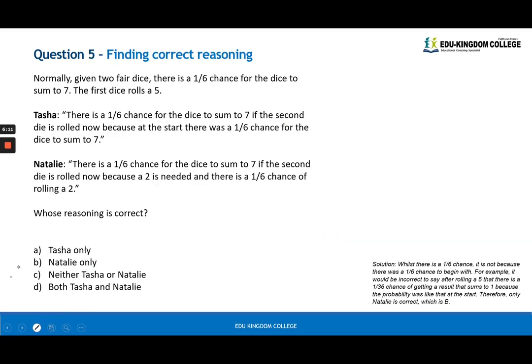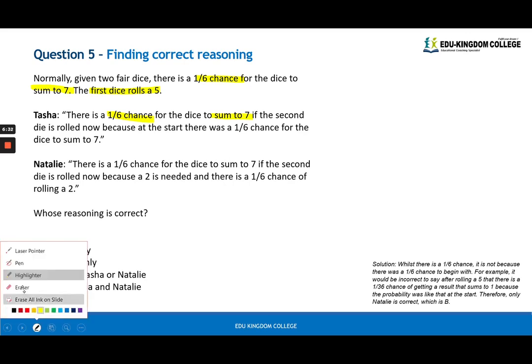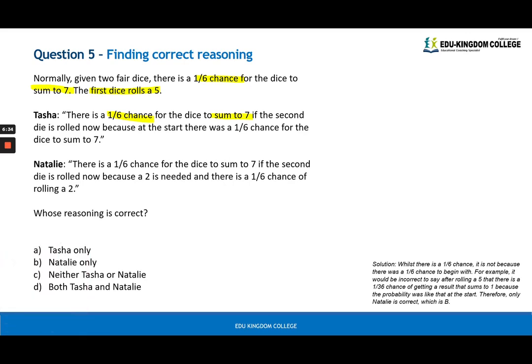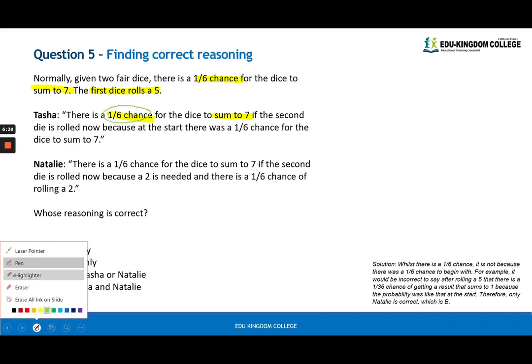Okay. Normally, given 2 fair dice, there is a 1 in 6 chance for the dice to sum to 7. The first die rolls a 5. Tasha says now there is a 1 in 6 chance for the dice to sum to 7 if the second die is rolled, because at the start there was a 1 in 6 chance for the dice to sum to 7. So, is Tasha correct? Tasha is correct that there is a 1 in 6 chance, but her reasoning is wrong.